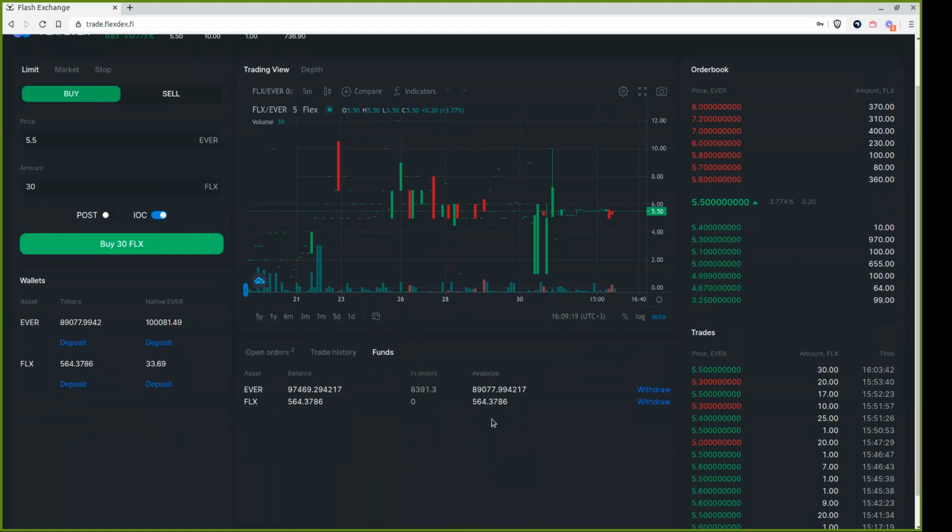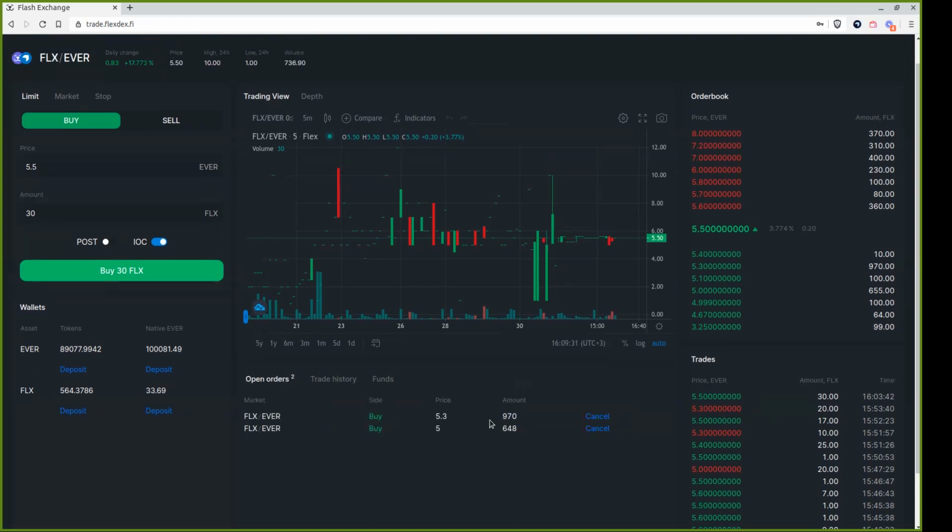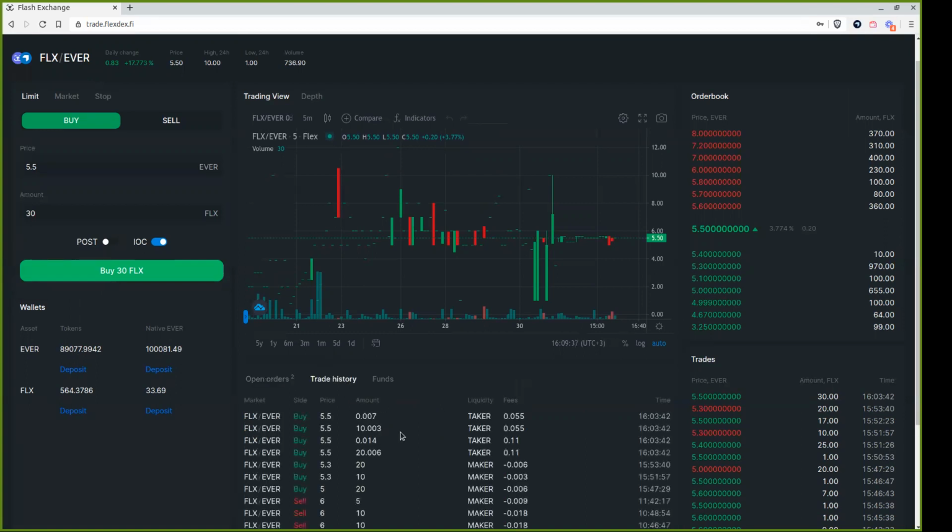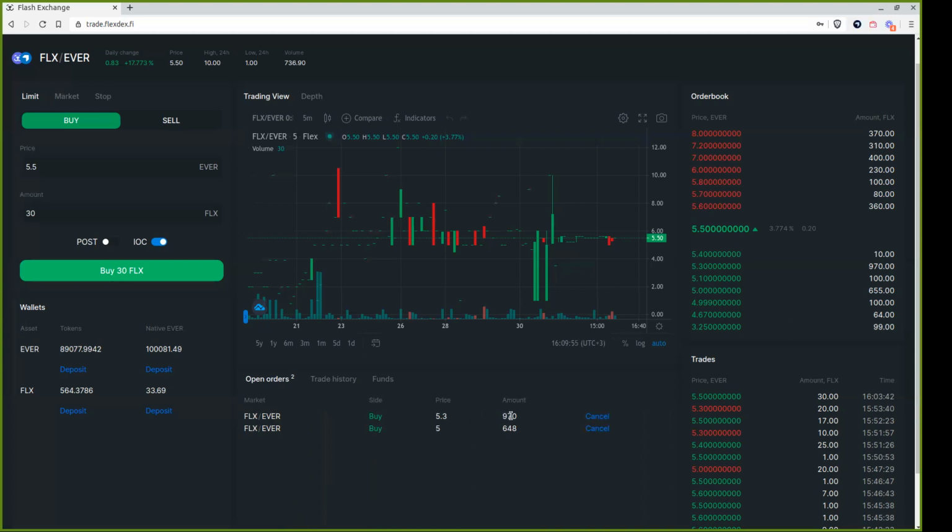Here you will see all your balances, including the balances that are currently in orders, which here means basically my maker orders. So remember that Flex supports taker and maker. Now taker and maker is one of the inherited features of the order book exchange. The difference between taker and maker, for whoever doesn't know, is that a maker is somebody who provides liquidity. So for example, I have two orders where I am the maker. So I'm 970 and 648 and 5.3. This is my order. This is my order.